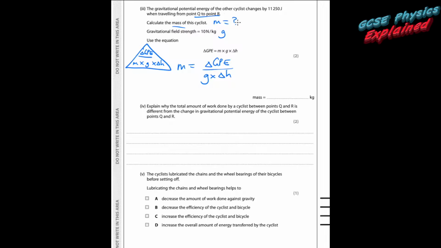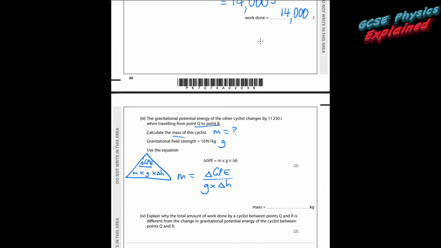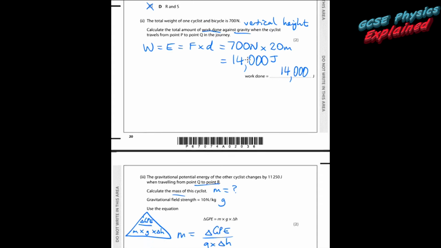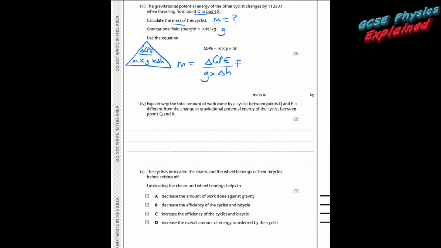And they're going from Q to R. So let's just have a little look. From Q to R was 15 meters. So the change in gravitational potential energy was 11,250 joules. Divide that by 10 newtons per kilogram and multiply that by the 15 meters. And that equals 75 kilograms.